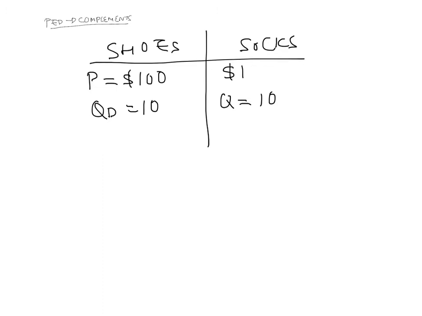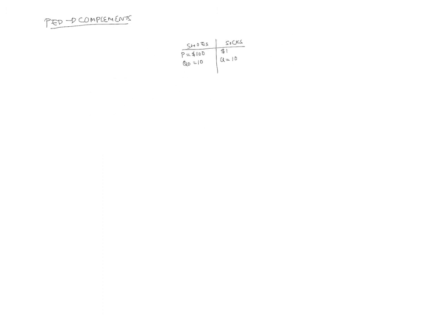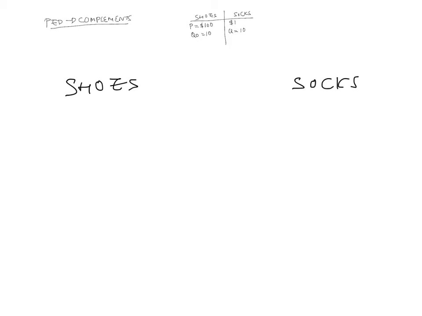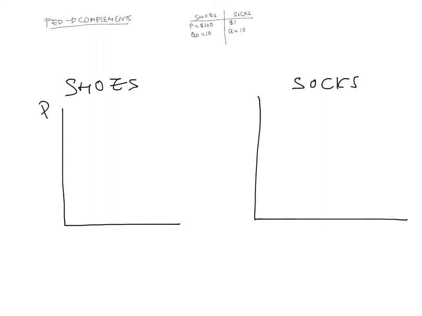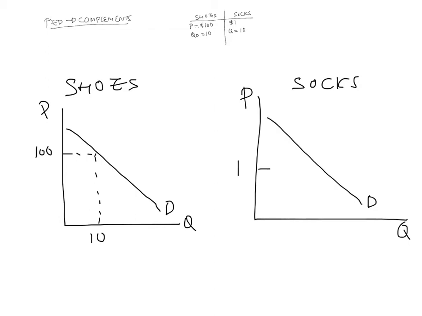Let's draw that up. Let's put up two graphs in this case, the graph for the shoes and the graph for the socks. Price and quantity axes. You should know how to do all of this. So we've got a price of $100 for shoes, and a price of $1 for socks, 10 socks.